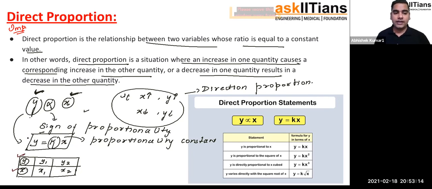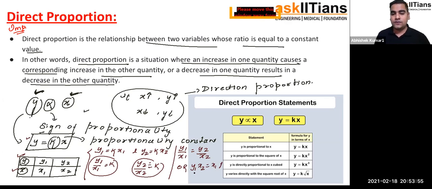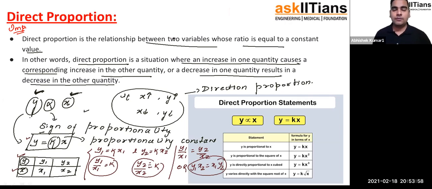So if that happens, we know that y is equal to kx. Then y1 is equal to kx1, correct? That means y1 upon x1 is equal to k. And y2 is equal to kx2, or y2 upon x2 is equal to k, correct? From these two results, we can say that y1 upon x1 is equal to y2 upon x2, or this can be written as y1 x2 is equal to x1 y2. That is the result we will be using time and again to solve problems based on direct proportion. So this is very, very important.